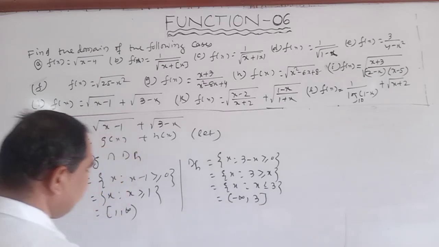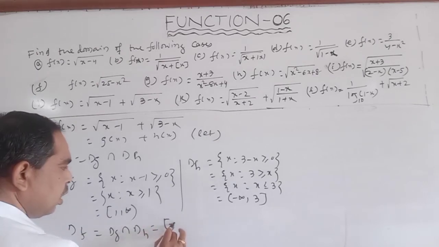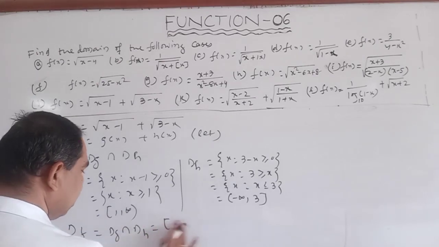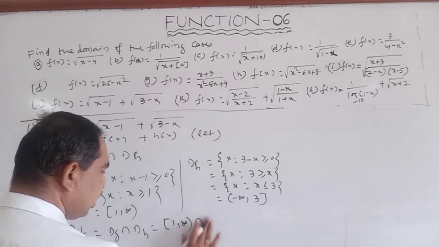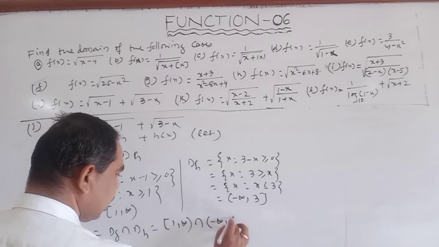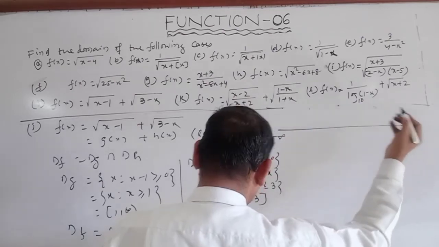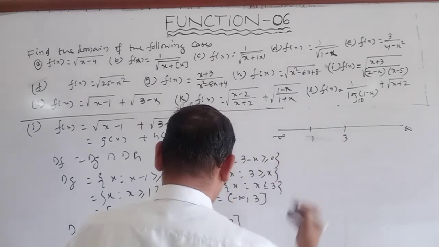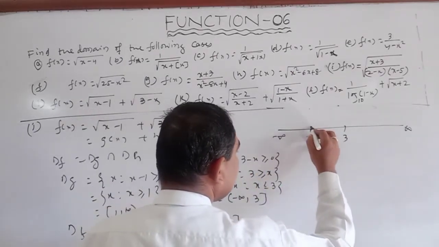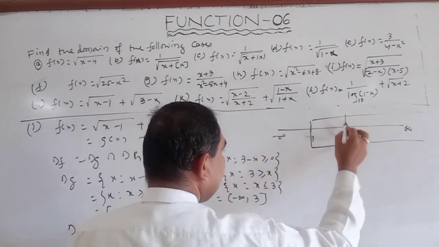Okay, so the domain of f is equal to the domain of g intersection the domain of h. So this is 1 to infinity intersection minus infinity to 3. This is the number line from minus infinity to infinity. This is 1, this is 3. The first one is 1 to infinity, the second one is minus infinity to 3.